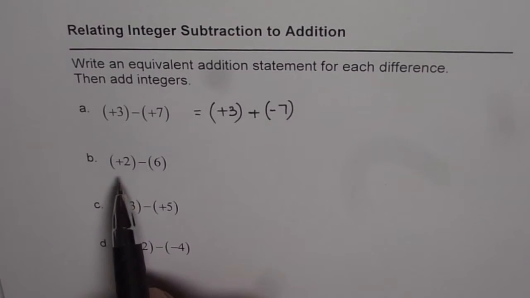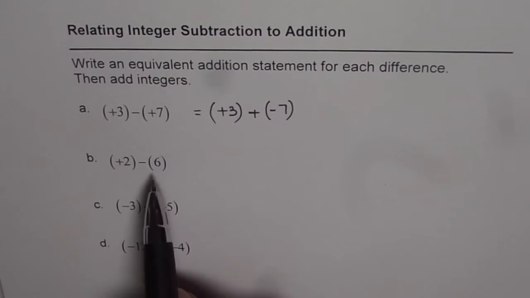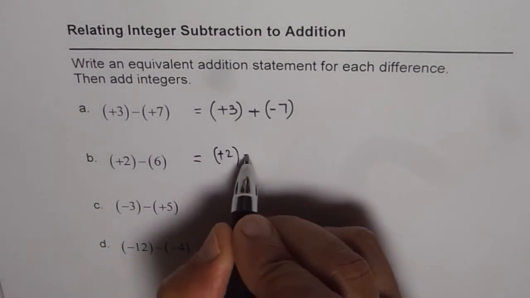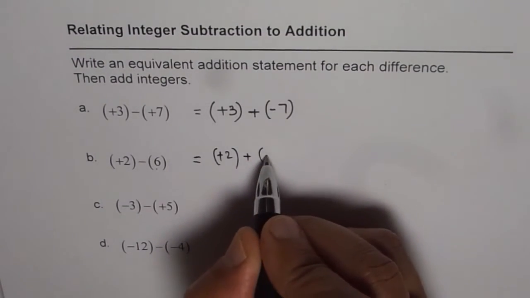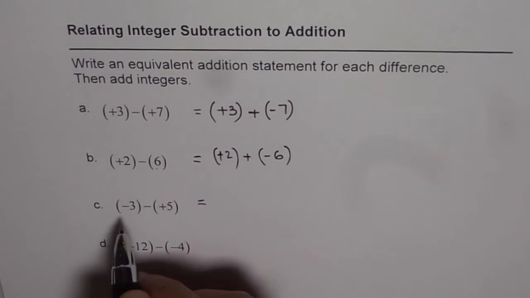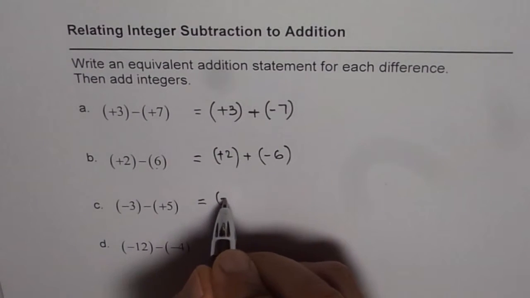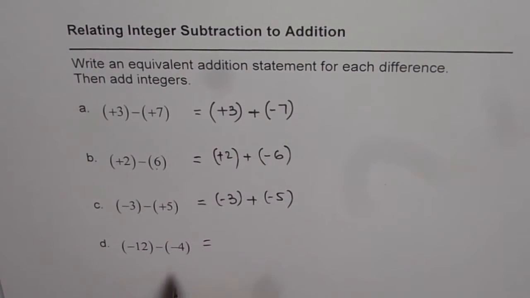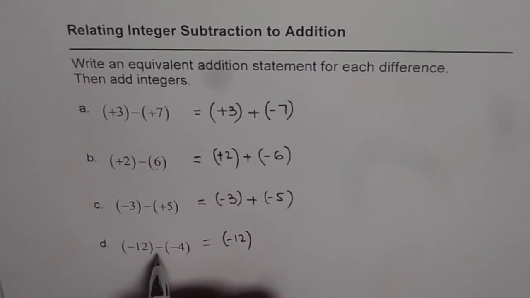Part B is plus 2 minus plus 6. If nothing is written, that means the sign is positive. Now, to write it as addition, we'll write plus 2, change minus to plus, and change this sign also. So plus becomes negative. So plus 6 becomes negative 6. C is minus 3 minus plus 5. So that will result into minus 3 plus minus 5. And the last one is minus 12 minus minus 4. So we have minus 12. Now if I change minus to plus, I need to change the sign for minus 4 also. It should also become plus 4.